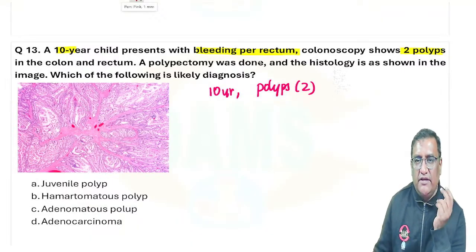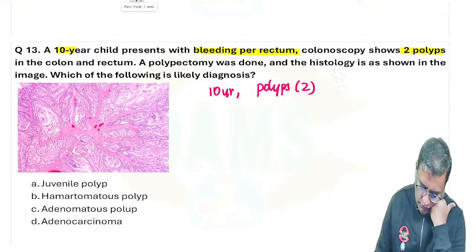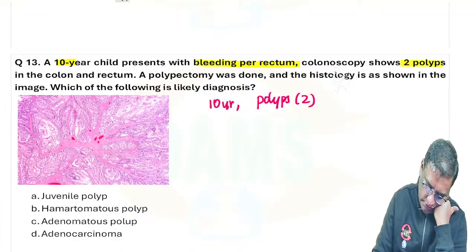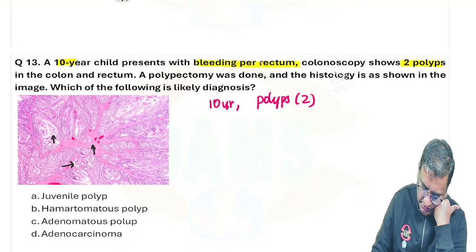So the examiner has given you the histology, and based on the histology you should be making a diagnosis here. What are you thinking in this case? What is the image showing? Look at this, there are glands. These empty spaces are glands. And in between this double arrow mark, this is your mesenchymal tissue, that is connective tissue.